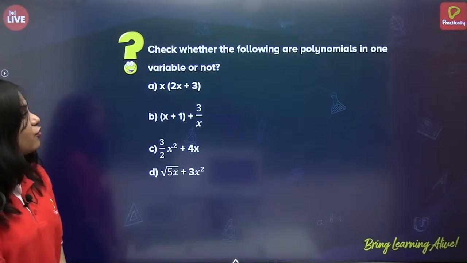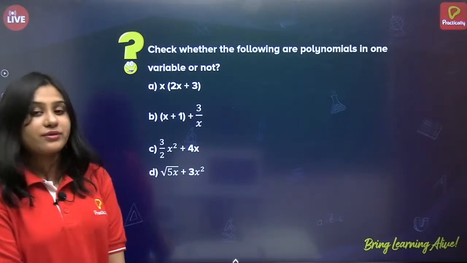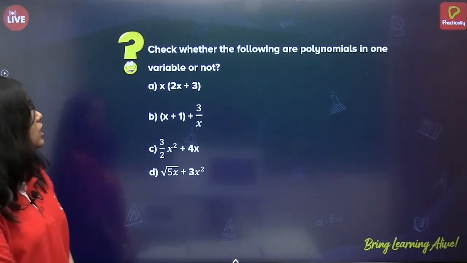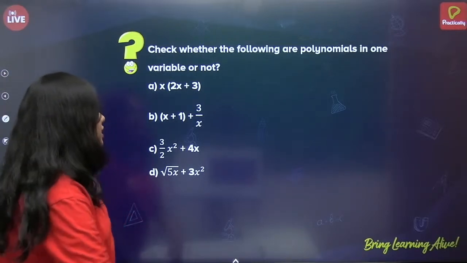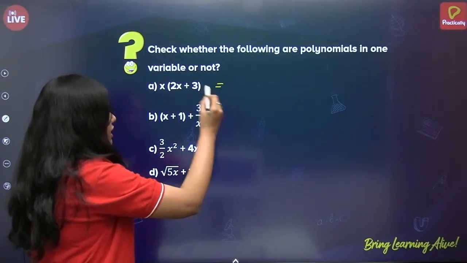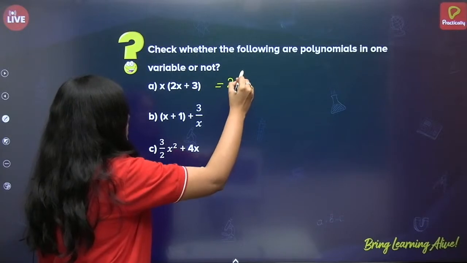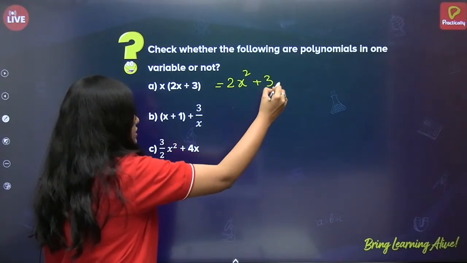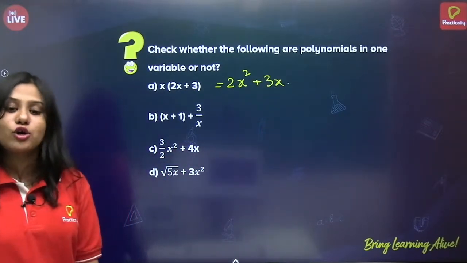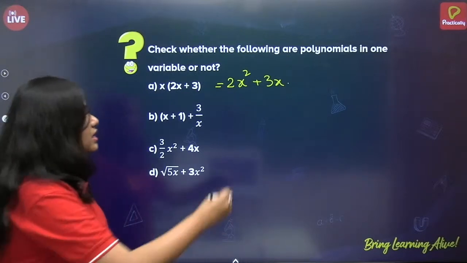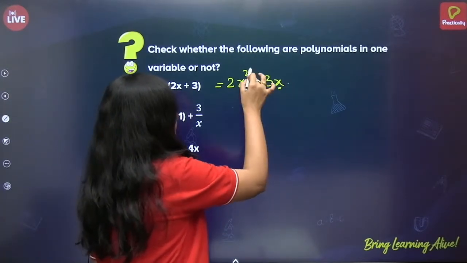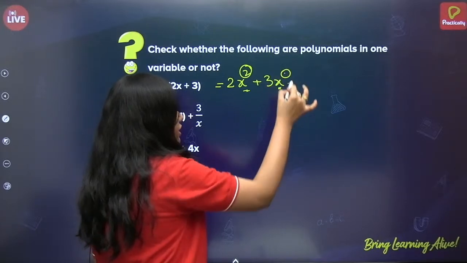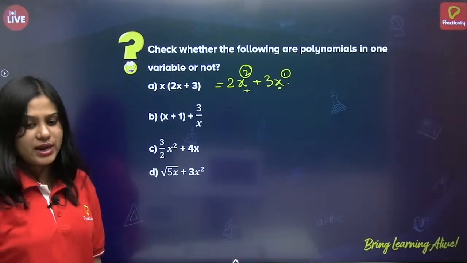Check whether the following are polynomials in one variable or not. The first one: x of 2x plus 3. Let us simplify it. I can write it as 2x square plus 3x. Of course, it is a polynomial in one variable. Why? It has only one variable and its exponents are whole numbers, correct? So yes.